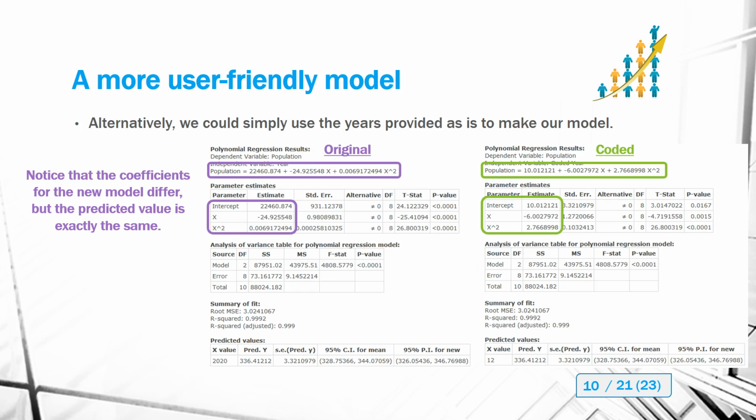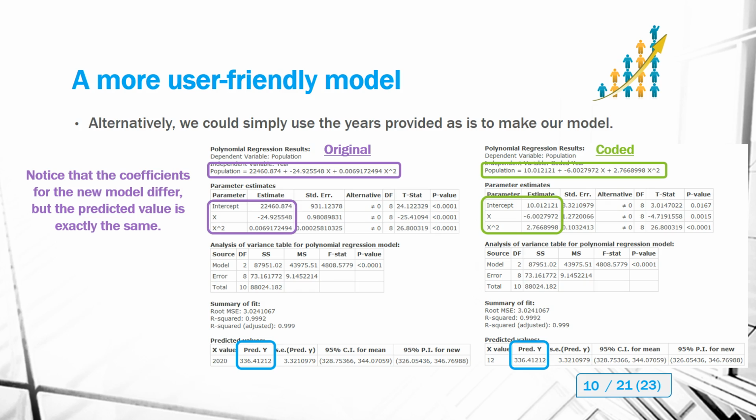The parameters are very different, but look down below. We see we make the same prediction for population size in the year 2020. The difference with using the original data is that someone using this model doesn't have to translate their year into a coded year in order to use the model.